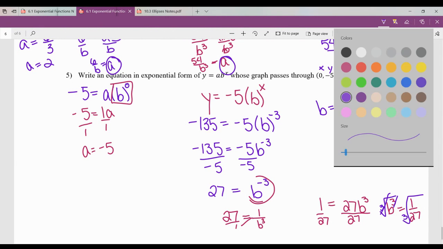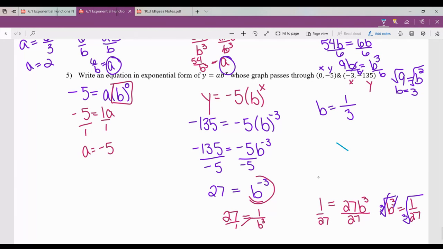So my final equation for this is y equals -5 times 1/3 to the x. Final answer. All right, so that one was a little tricky with the negative exponent, but you got this.